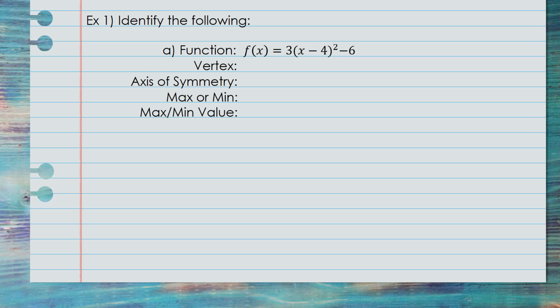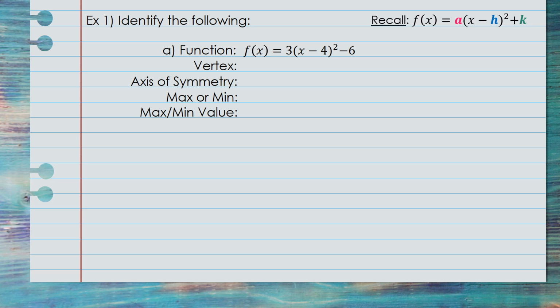Example 1. Identify the following. For a, we have the function f of x equals 3(x minus 4) squared minus 6. And we're being asked to identify the vertex, axis of symmetry, max or min, and the max or min value. All right, so as a helpful reminder, here is what we're looking at. The form of the function f of x equals a(x minus h) squared plus k.